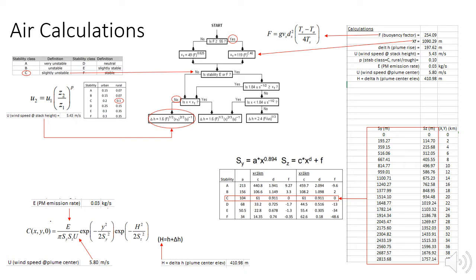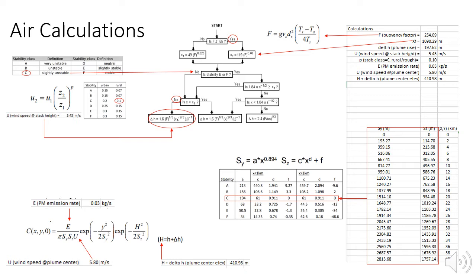Here you just want to make sure that you are using the right coefficients from the right stability class, and that's why I have them boxed. From here, I was just about ready to calculate concentrations with the Gaussian plume equation. Notice that this form of the Gaussian plume equation in the bottom left has been simplified. I'm interested in the concentrations at the ground level. Therefore, we set z to 0.